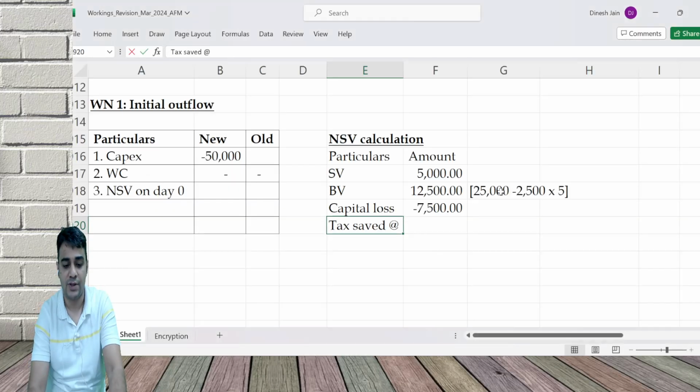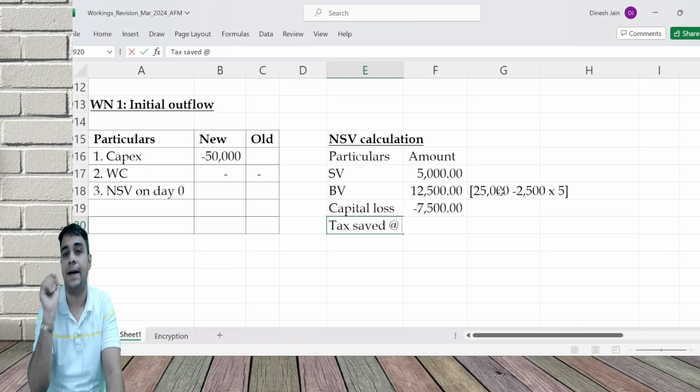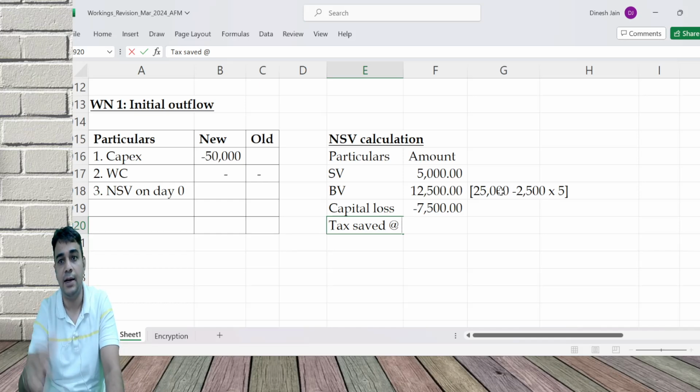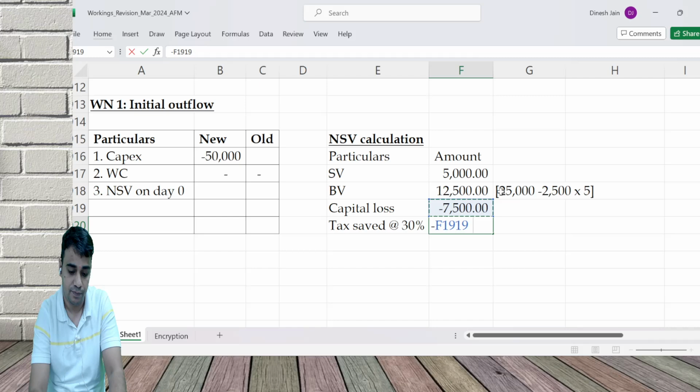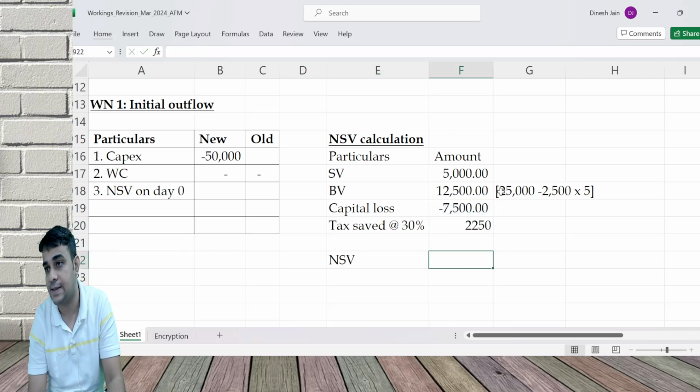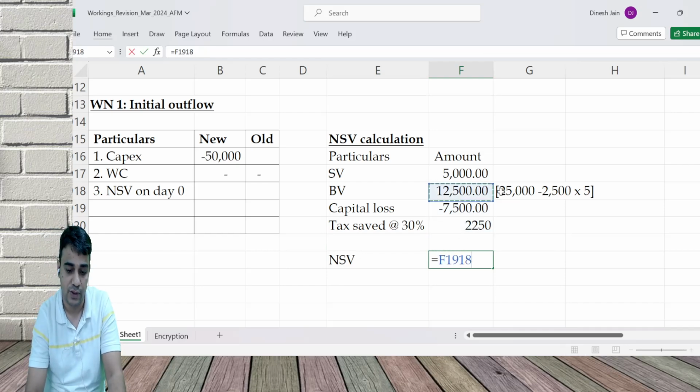Okay. Take it now. I was just searching because some question will use the word ignore tax on capital gain. Then you need not do this calculation at 30%. So tax saved is how much? And NSV is sale value plus or minus tax paid or tax saved. So sale value is 5,000 plus 2,250.